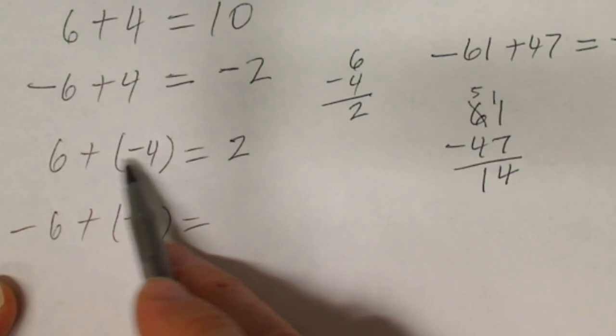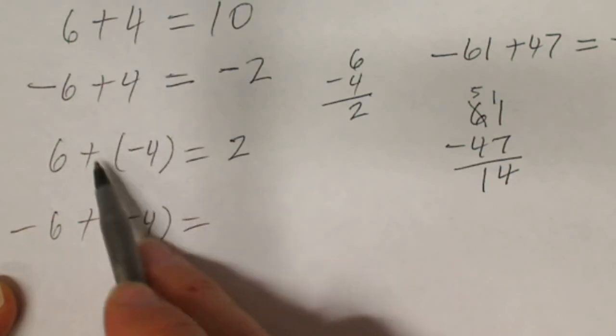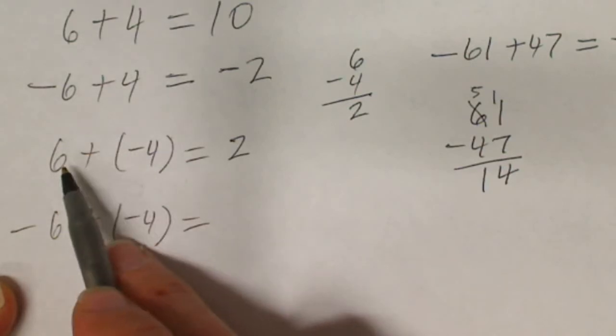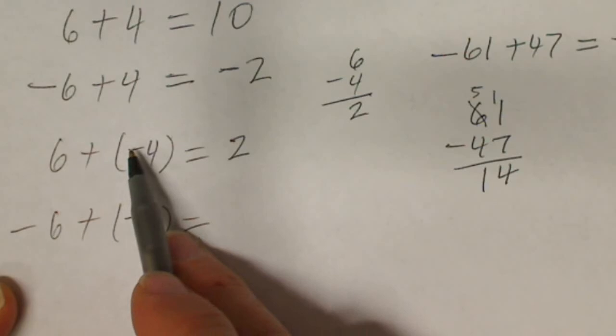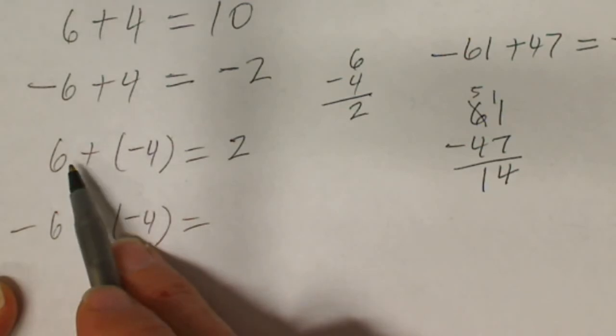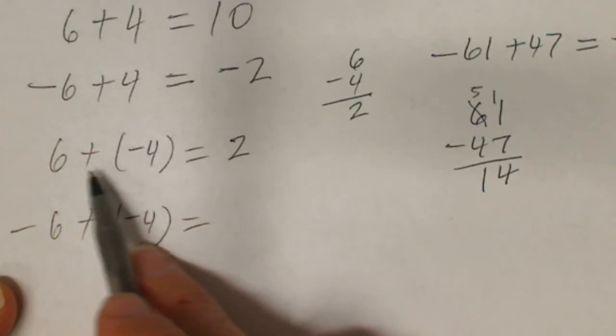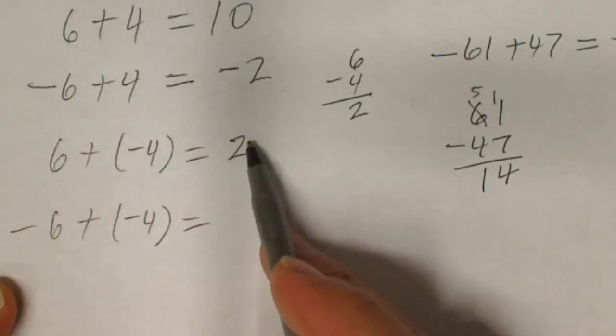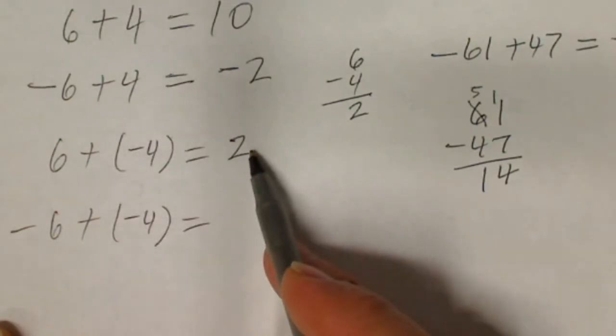Adding a negative is the same thing as subtraction in algebra. Adding a debit or adding a charge against your debit card is the same thing as spending money. You had $6 on your card, you spent $4. One way to write that is 6 plus -4. That means you have $2 left on your debit card.